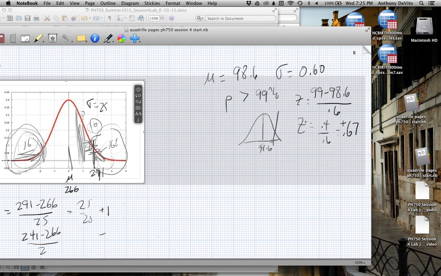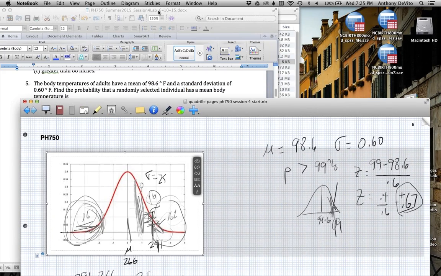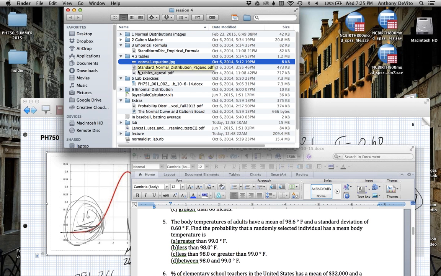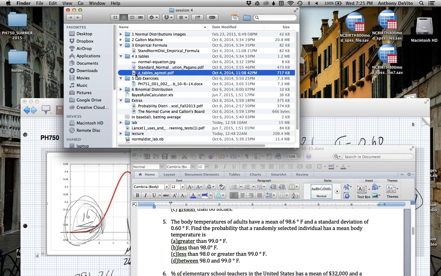But I want to know more precisely, what is this area to the right of 99 degrees that has a z-score of plus 0.67? Now is where we're going to apply that formula, which describes the normal distribution. And we're going to apply it from a table. Okay, so I'm going to open up a table here, which you can have on Blackboard, you can have it in your manual, and so on and so forth. I'm going to show you a couple of different versions of it.